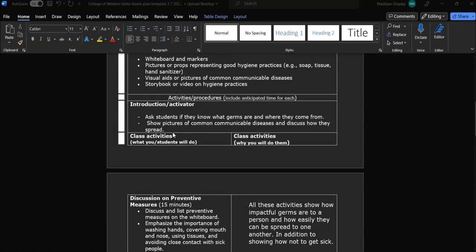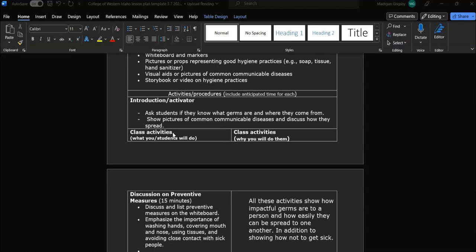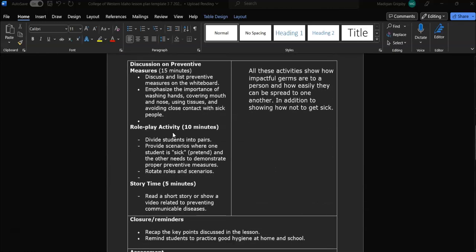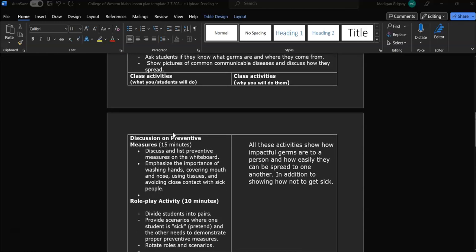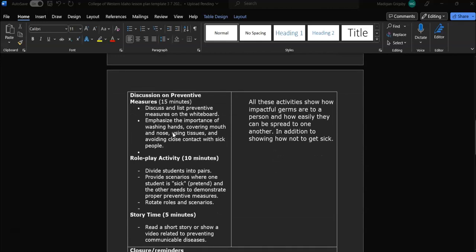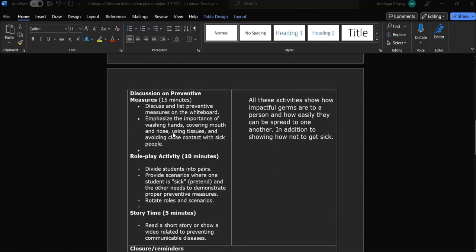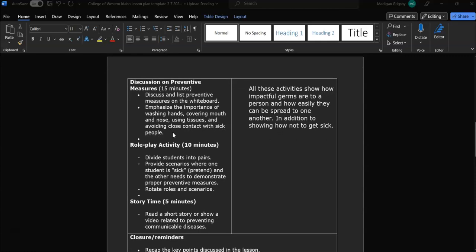I will ask the students if they know what germs are and where they come from, show pictures of common communicable diseases, and discuss how they spread. For the class activity, we'll have a discussion on preventative measures. We'll discuss and list preventative measures on the whiteboard, emphasizing the importance of washing hands, covering mouths and noses, using tissues, and avoiding close contact with sick people.